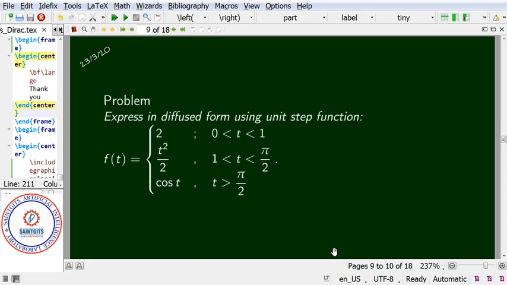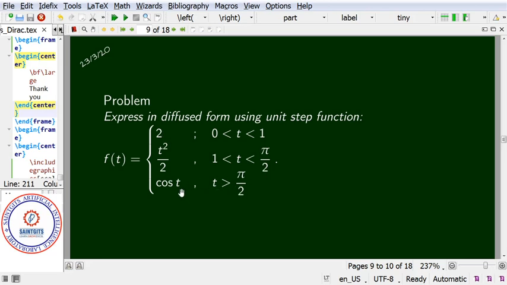So we consider a more lengthy problem. This function f of t has three definitions, namely 2, t square by 2 and cos t. These are the outputs, depending on the range. When 0 is less than t less than 1, it gives 2. In the range 1 less than t less than pi by 2, it gives t square by 2. When t exceeds pi by 2, it gives the value cos t.